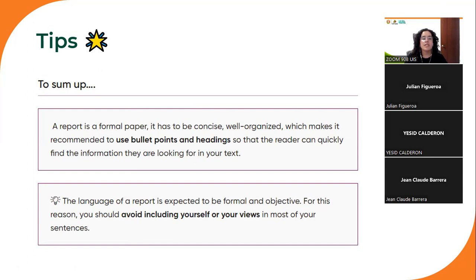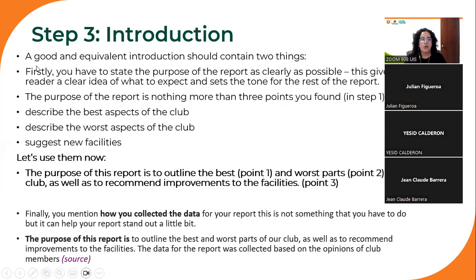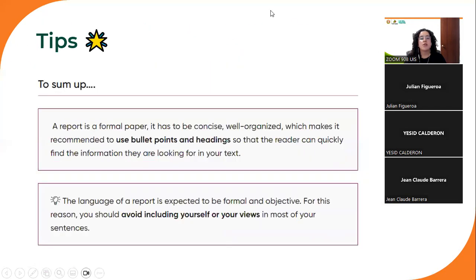Okay, so a report is a formal paper. It needs to be concise and well organized, and it is recommended to use bullet points. Remember, these are called bullet points. So it is recommended to use bullet points and headings so that the reader can quickly find the information in your report. Remember that it is basic for the structure of a report to put subtitles so that the reader can identify the information quickly.